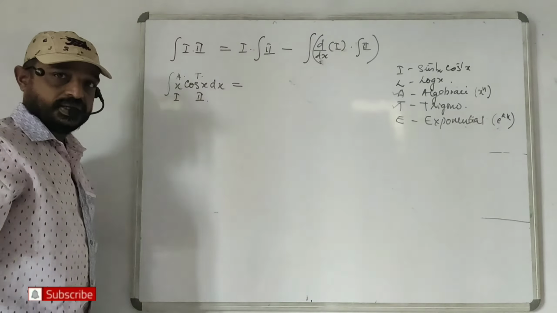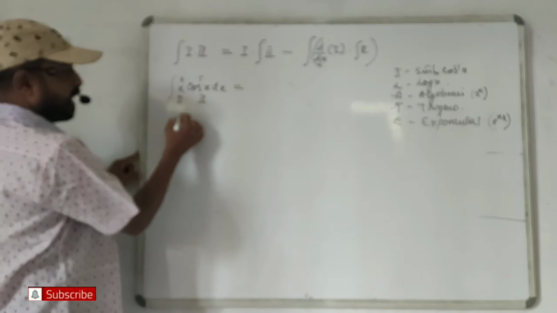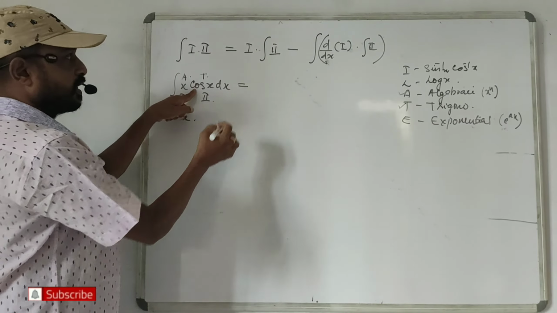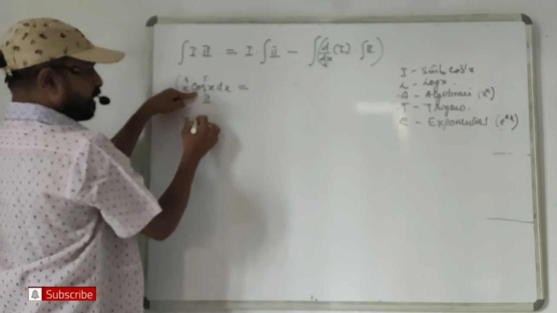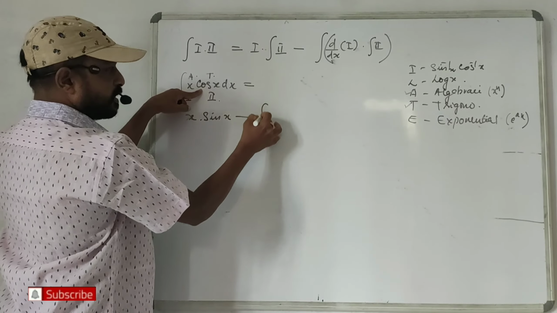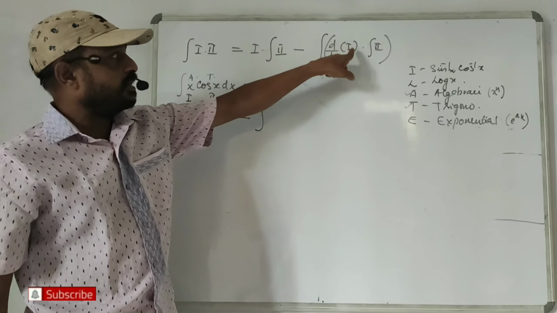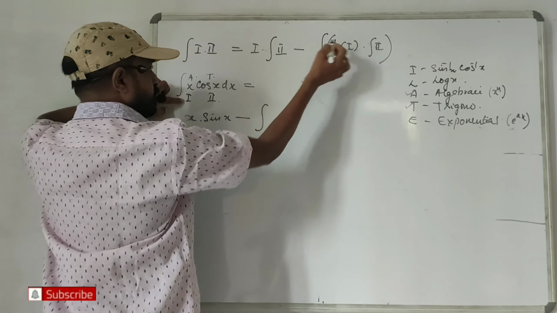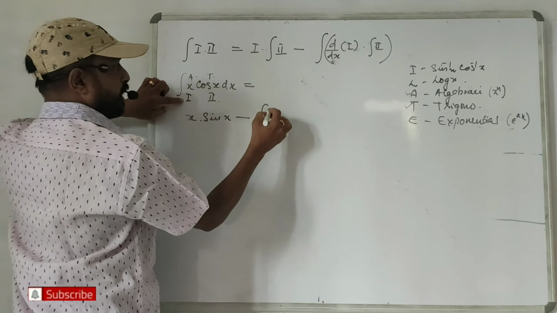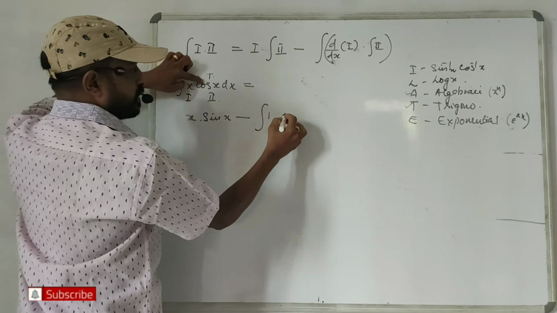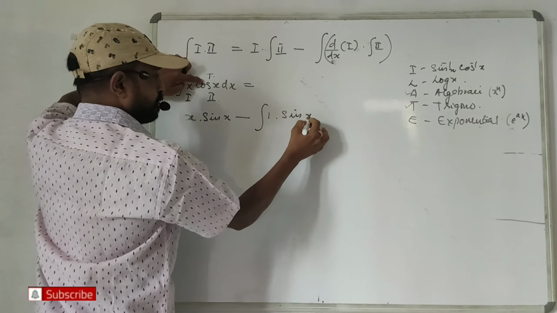Now let us apply directly. So the first function is x. x into, what is integral of cos x? Integral of second means integral of cos x. Integral of cos x is sin x. Minus integral of derivative of first. Derivative of x, d by dx of the first function, is 1, into integral of second. Integral cos x is sin x.